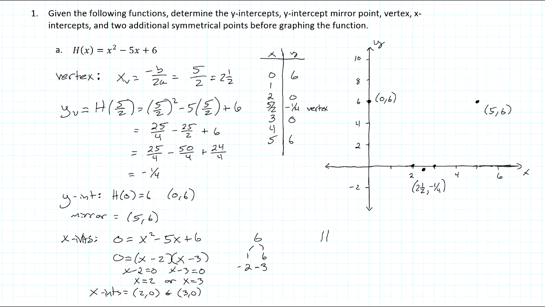So if I do h of 1, we'll get 1 squared minus 5 times 1 plus 6. And this equals 1 minus 5 is -4, plus 6 is 2. So both of these should output 2 since they are symmetrical. And we can plot those points, 1, 2, and 4, 2.